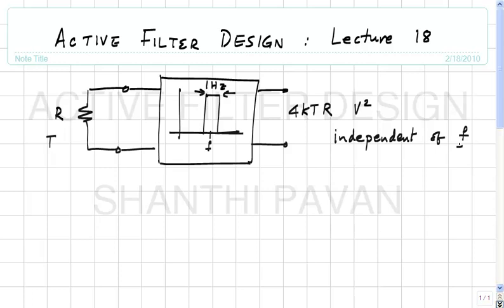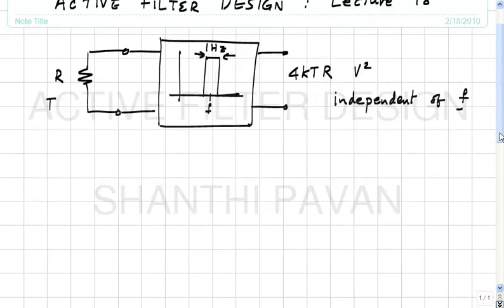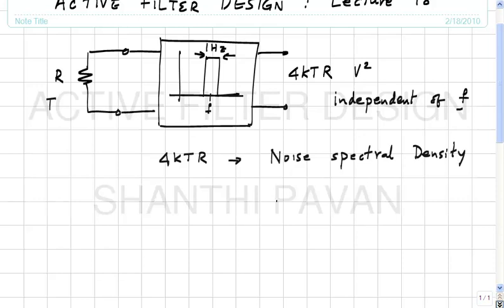Okay. All right. So this 4KTR, being the noise power in a 1 hertz bandwidth, is called the noise spectral density and has units of what? Volt square per hertz. Please note that here we obtained volt square because 4KTR has got volt square per hertz. We are measuring the mean square value in a 1 hertz bandwidth, so the hertz and hertz goes away and you get volt square.